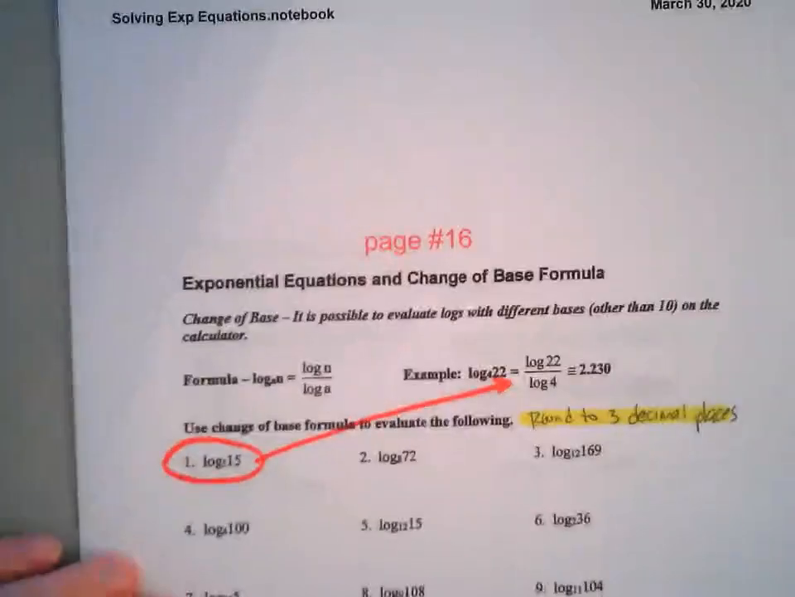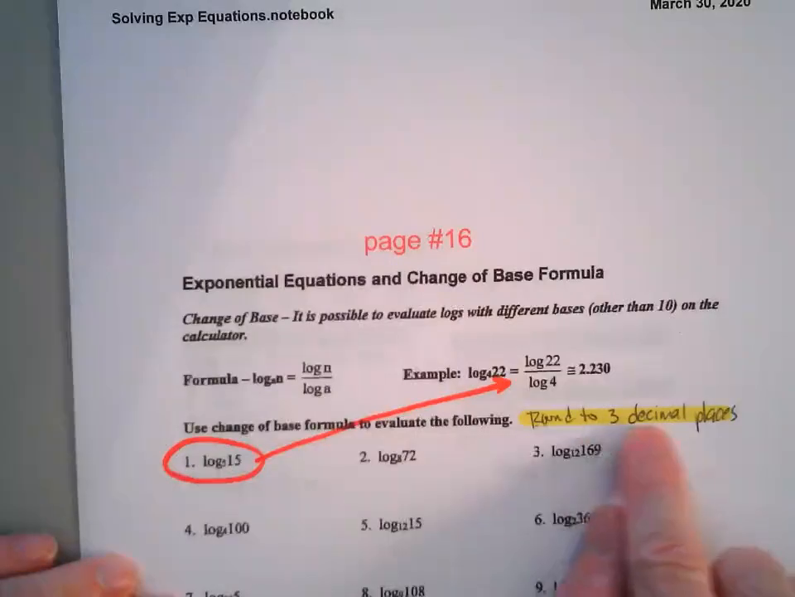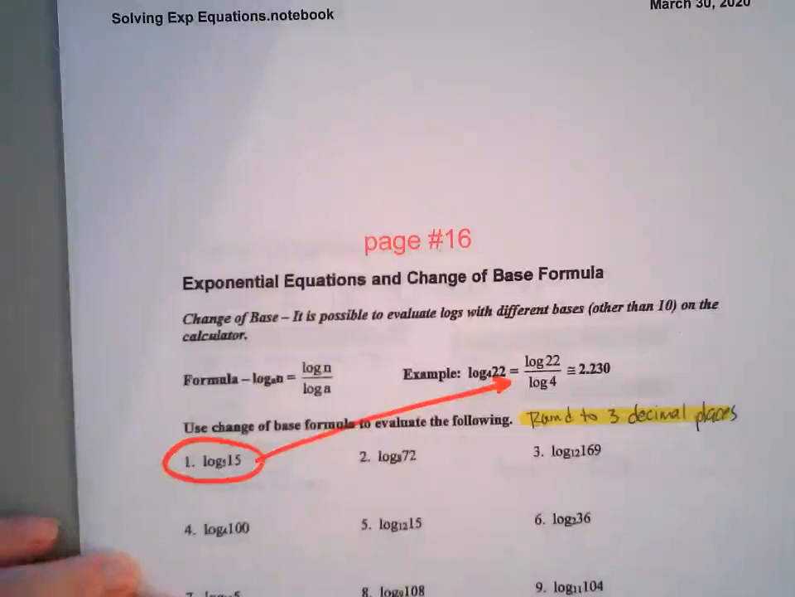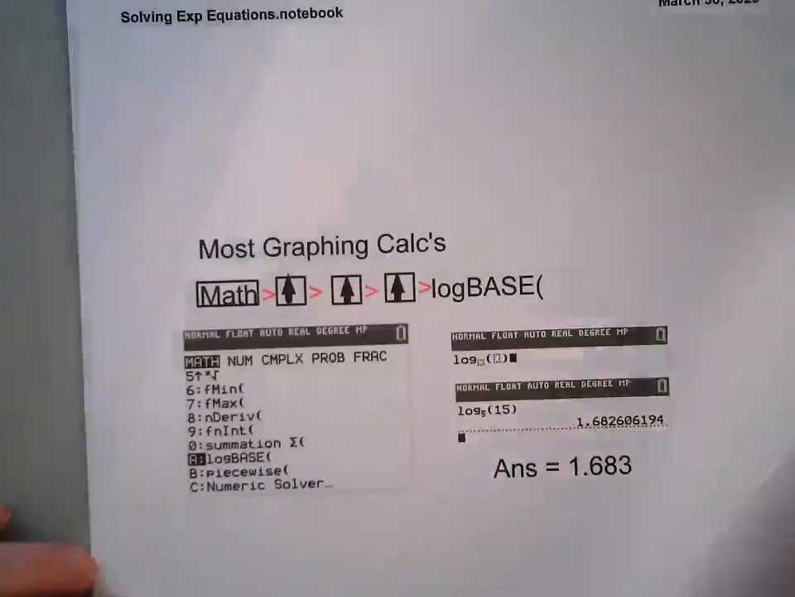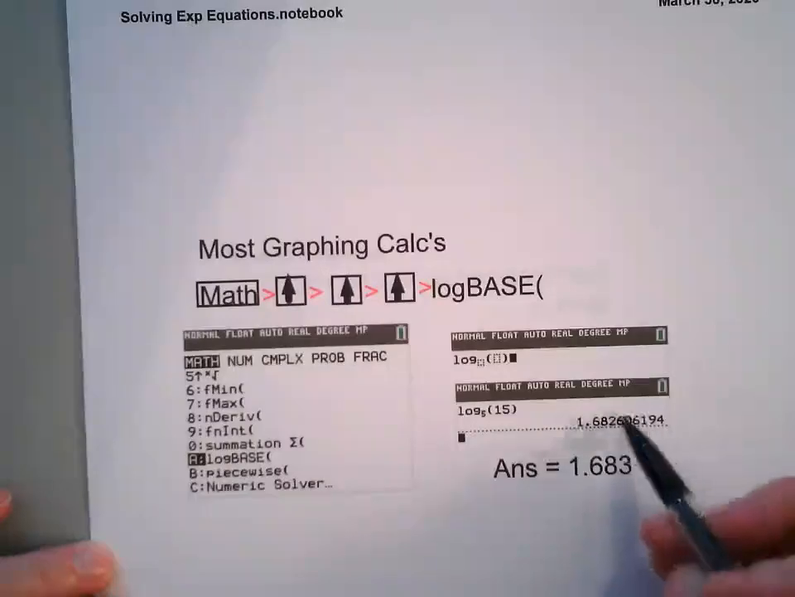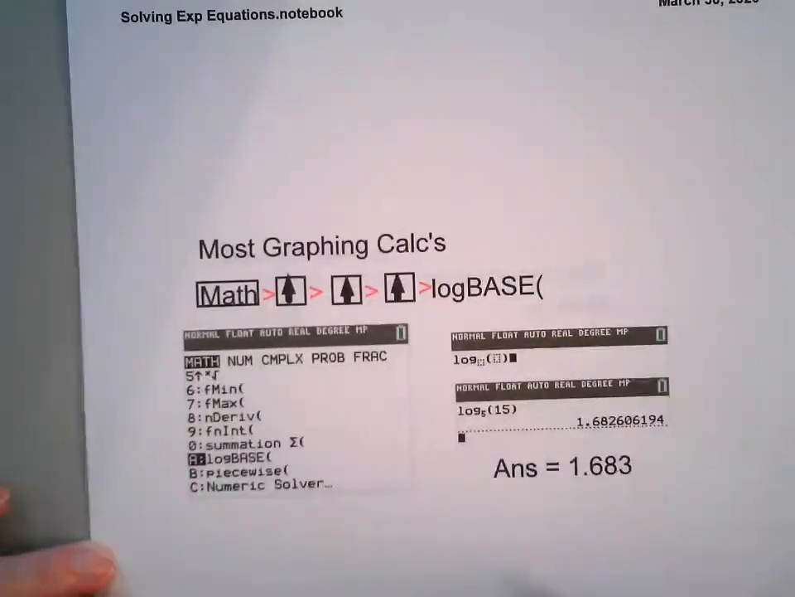Now back here on page 16, it says to round to 3 decimal places. So anytime we're using our calculator to come up with these answers, we want to round to 3 decimal places, and you'll see me doing that. Rounding this 1.6826, the 6 rounds the 2 up, so our answer would be 1.683.